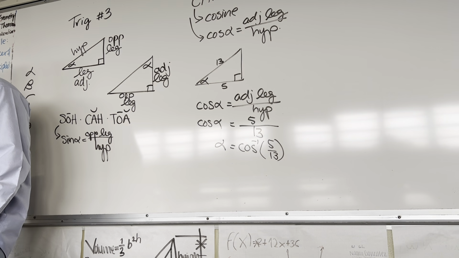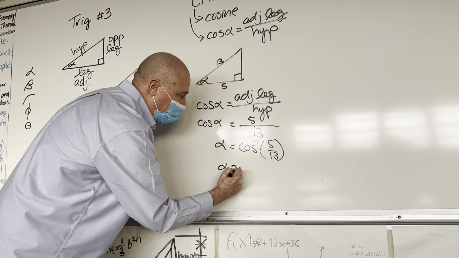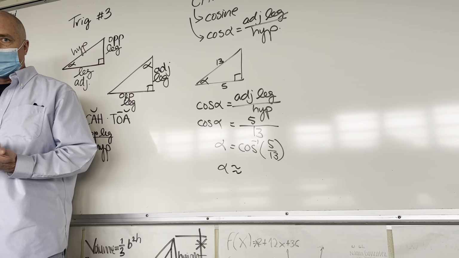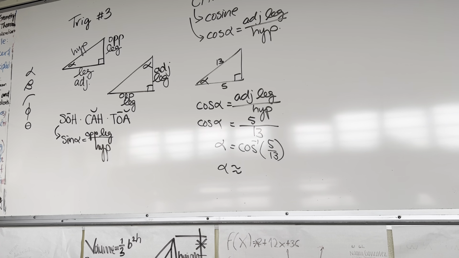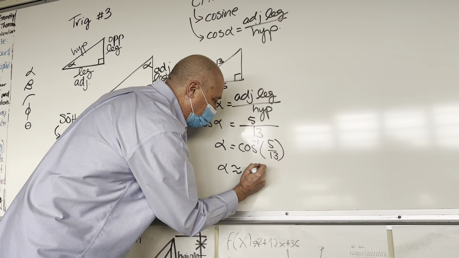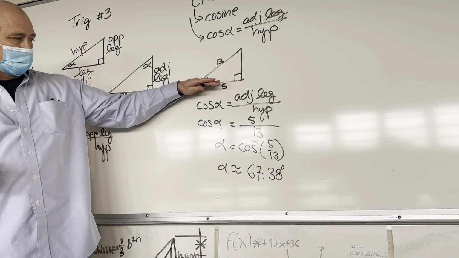Okay. Pull out your calculators, turn those on, and see if you can give us a value here. We'll say alpha is approximately equal to 67.38. And that's degrees because it's the measurement of this angle right here.